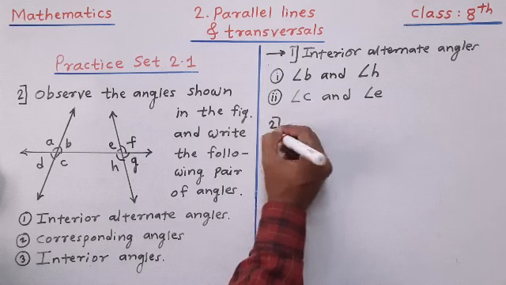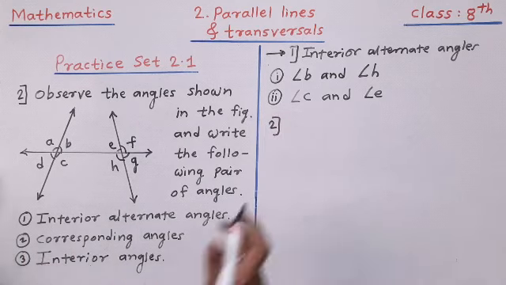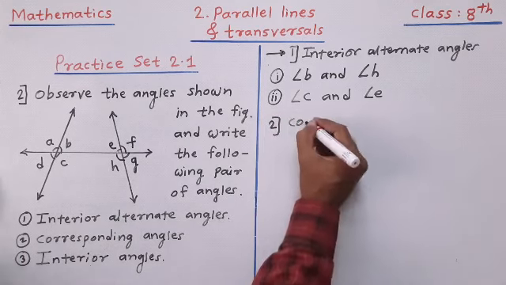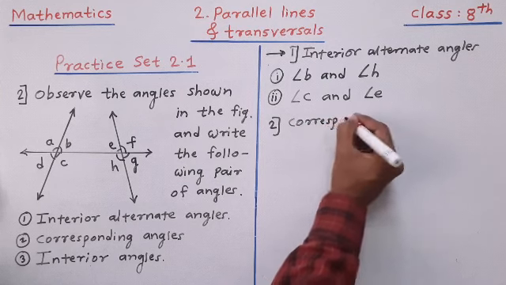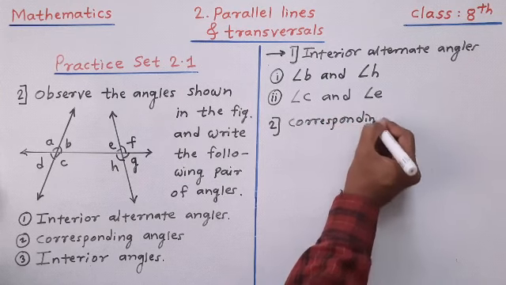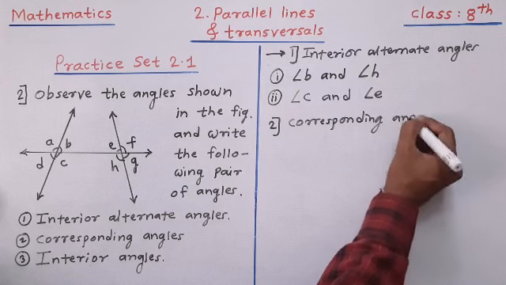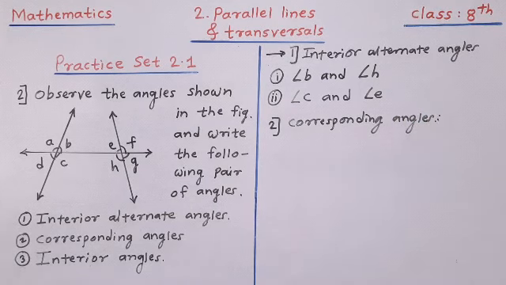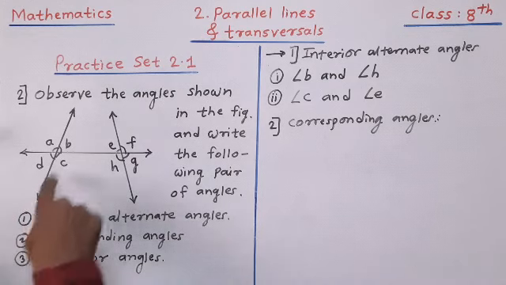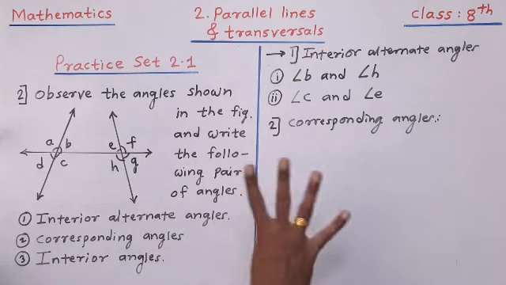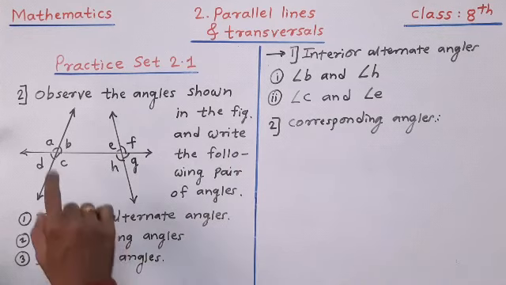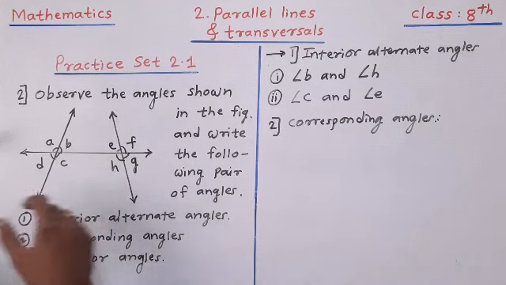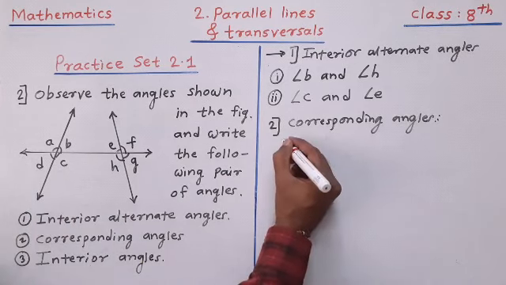Now second type, corresponding angles. Let us write the corresponding angles. Now what we learnt about the corresponding angles? When the two lines are intersected by a transversal, in all 4 pairs of corresponding angles are formed. 4 pairs. We have to write here 4 pairs of corresponding angles.